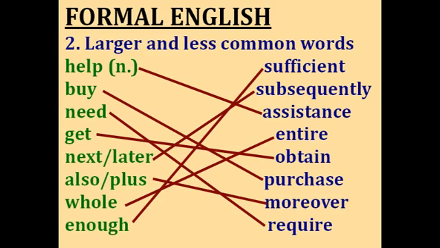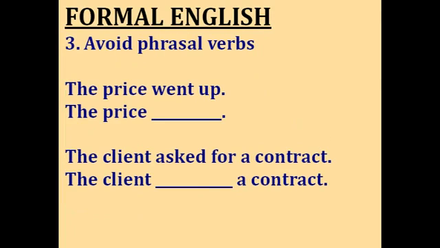Okay? Let's move on. In formal English, we avoid phrasal verbs. To refresh your memory, phrasal verbs are two-word or three-word verbs, and it's usually a verb plus a preposition. For example, the price went up. Went up is a phrasal verb. So, what can you think of a single verb to replace went up? There are two possibilities I could think of. You could say the price rose or the price increased.